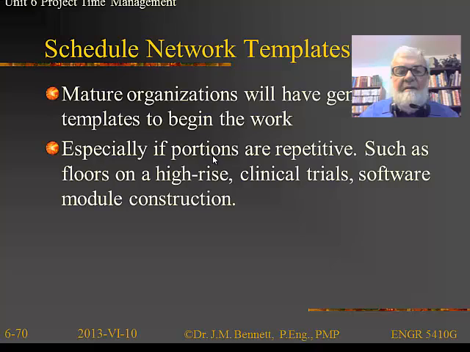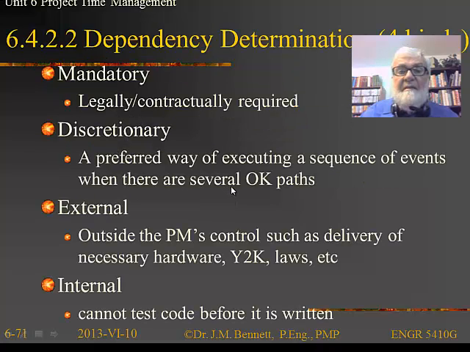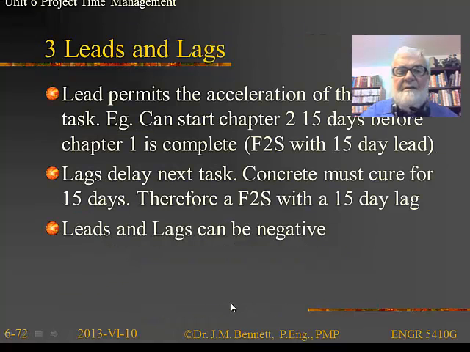Okay, now organizations are going to have general templates we can work with, and then if portions of the work are repetitive, like building a skyscraper, you build a floor at a time, over and over. On things like that, we can actually generate the critical path fairly simply. The dependency determination we've already mentioned: mandatory dependencies, discretionary dependencies where we have different paths that we can execute, external dependencies like the deliverable of hardware or outsourced pieces of the work, etc. And then internal dependencies, say you can't test the code before you write the code, for example.